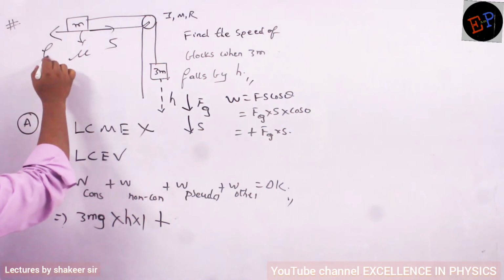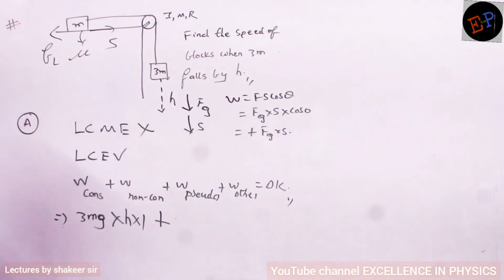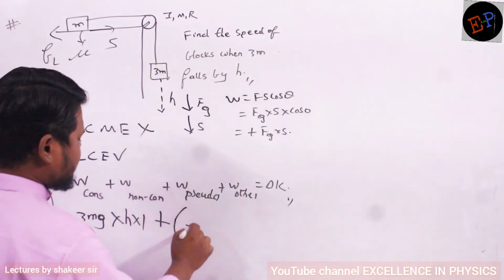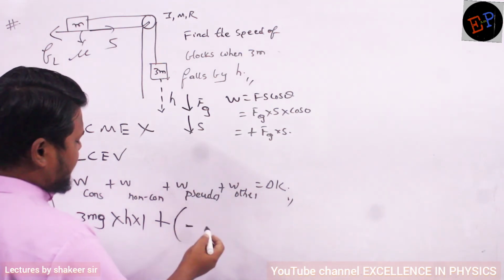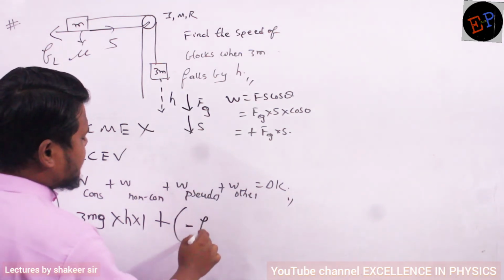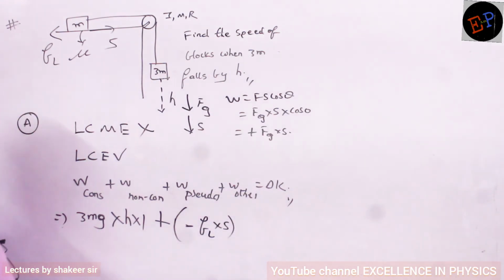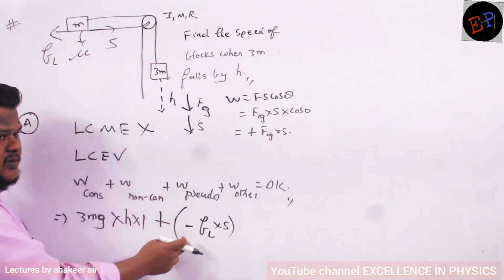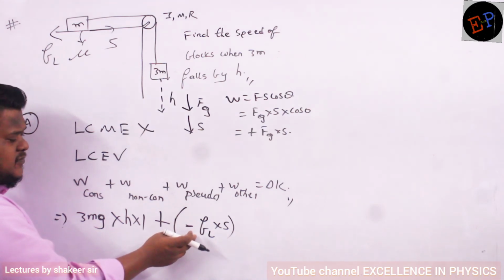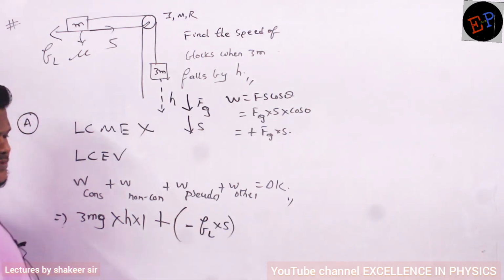But friction always acts in the opposite direction. So therefore I will write minus of work done by friction, formula: frictional force multiplied by displacement. That's all, no? Work done is force into displacement only. Which force? Frictional force. Displacement, let it be S.